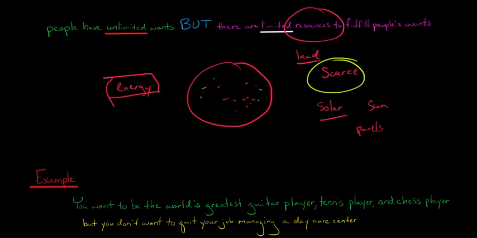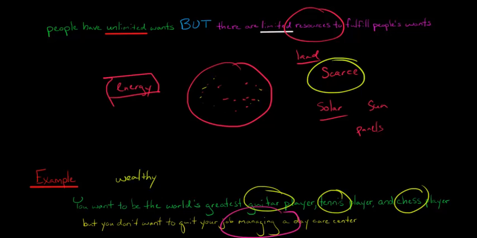So let's just say that you're really, really wealthy. You have billions and billions of dollars, and you want to become the world's greatest guitar player, but you also want to be the world's greatest tennis player and the world's greatest chess player. You're very, very ambitious. And you also, in your spare time, happen to manage a daycare center, right? So you're running around, you've got all these children that you're managing in the daycare center. Meanwhile, you're trying to learn how to play guitar and play chess on a computer or something. So you're doing all these different things.